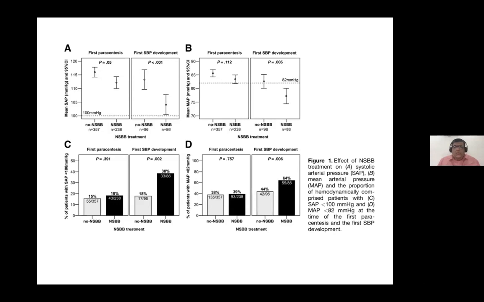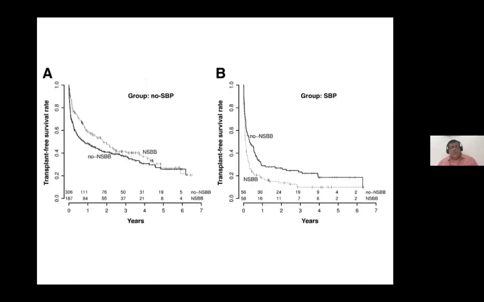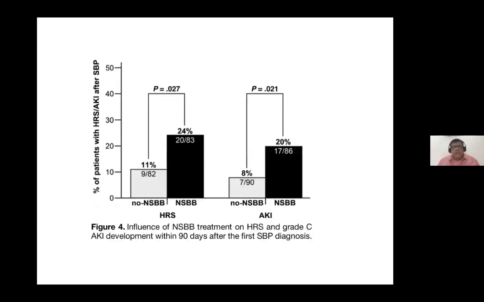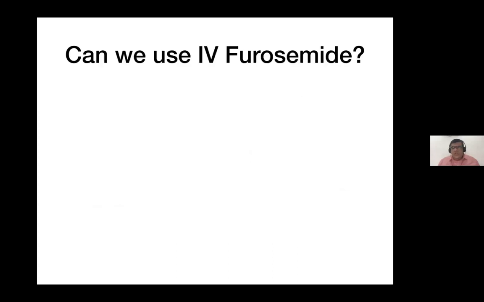All were worse. So in patients with severe ascites with the history of SBP, you have to be very careful with beta blockers. So there was a difference in the transplant-free survival in those patients who had SBP. So in patients who have SBP, one must avoid beta blockers. Of course, in HRS and AKI also, we should be very, very careful while using beta blockers. And like I said, it's best avoided.